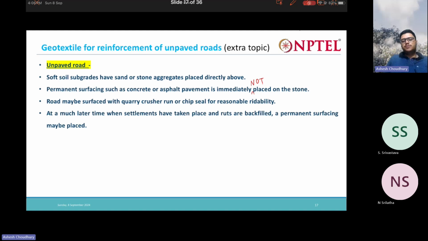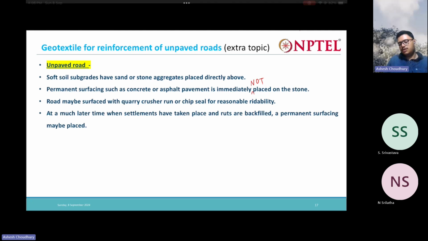So, geosynthetic reinforcement for unpaved roads. What are unpaved roads? This topic won't be included in your syllabus, since it is not taught in the main class, but just as information and knowledge, you can go through it once. If you attend this session once, it will be enough for you. You don't have to go through it again and again.